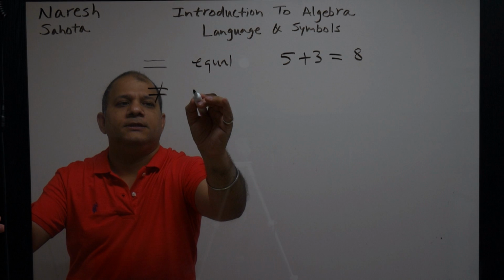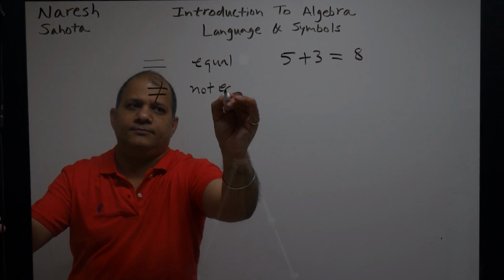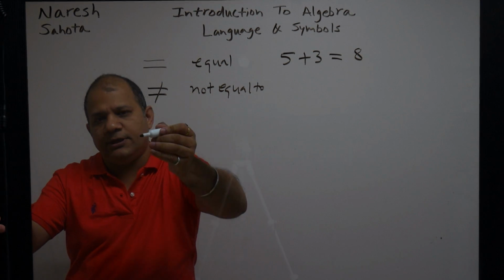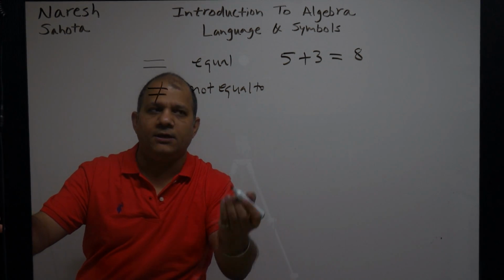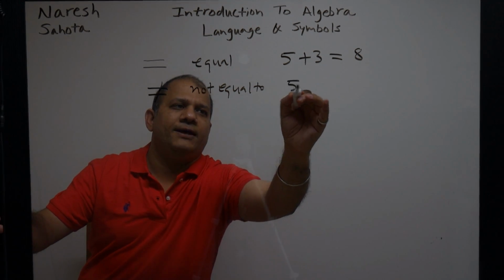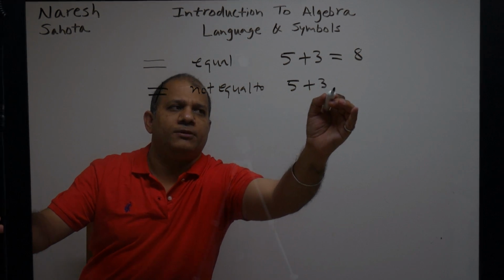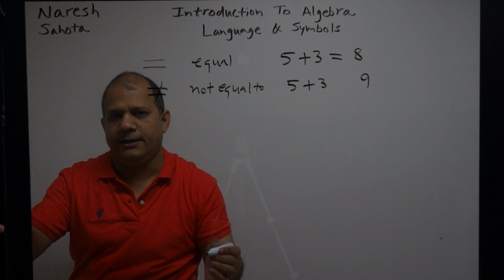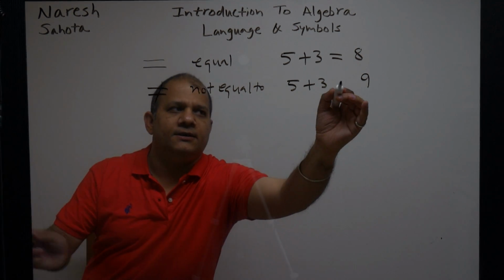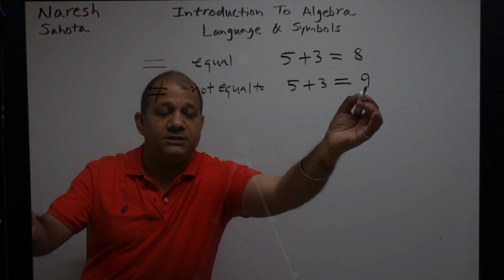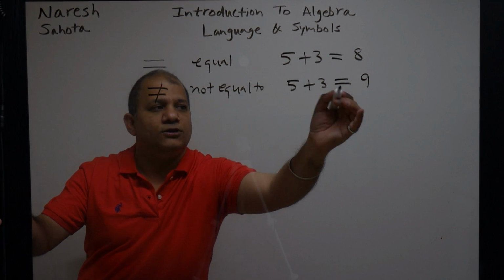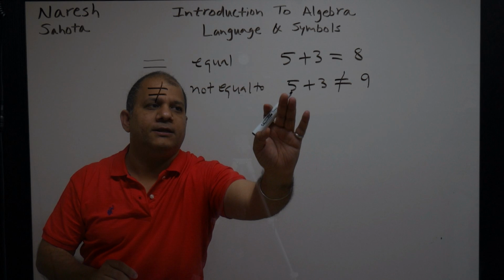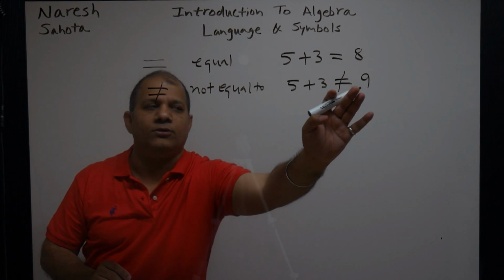And the next is not equal to. So we put a line through the equal sign and this becomes is not equal to. So again, if I use the same expression, 5 plus 3, and instead of 8 on the right side, let me make it 9. So 5 plus 3 does not equal 9. So this is an incorrect statement. So we put a line through the equal sign, and now this statement is correct, that 5 plus 3 is not equal to 9.